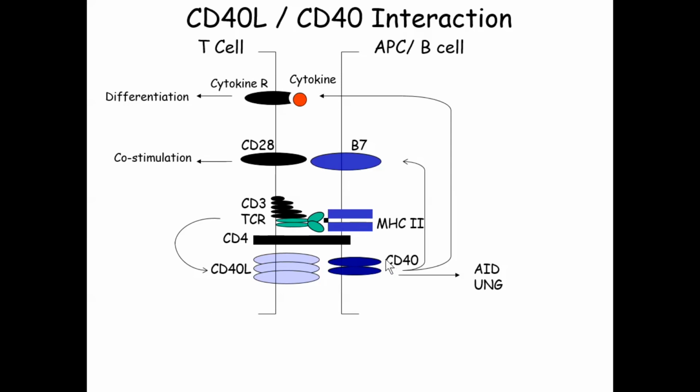And in B cells, CD40 will upregulate activation-induced cytidine deaminase and uracil N-glycosylase. These are two enzymes that play an important role in this switching from IgM, IgD to the other immunoglobulins, IgG, IgA, or IgE, and also a process called somatic hypermutation.